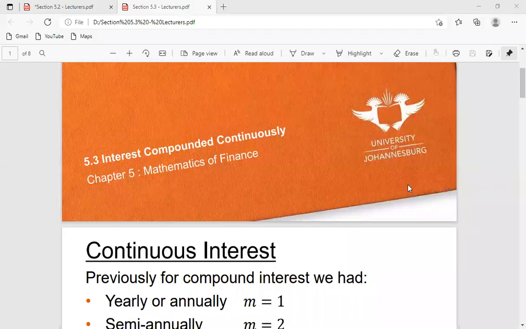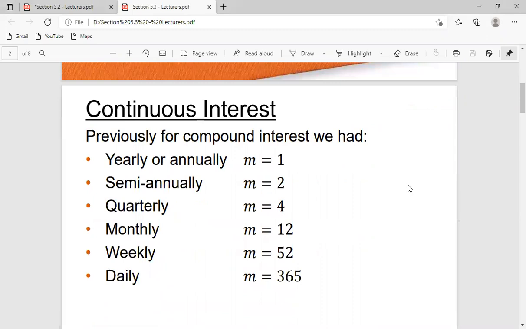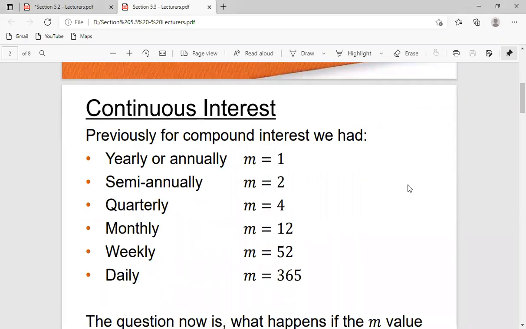Okay, we continue with chapter 5.3, compound interest compounded continuously. So we have seen compound interest in which interest is compounded yearly, where M is equal to 1. We have seen cases where interest is compounded semi-annually, meaning M equals 2. That means interest is calculated 2 times a year for all the number of years in which the investment or the loan is for. And interest compounded quarterly, meaning M equals 4, monthly, weekly, and daily.